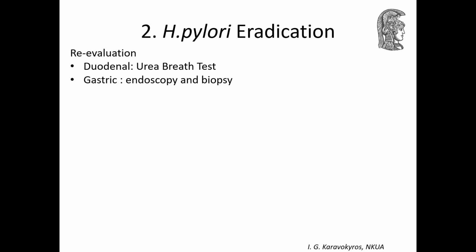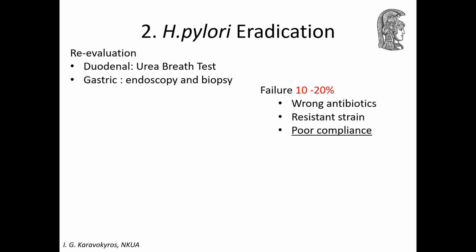In duodenal ulcers, eradication must be confirmed by a non-invasive method, such as exhaled air testing. In contrast, gastric ulcers need repeat endoscopy and biopsy to exclude malignancy. In 10 to 20% of the cases, eradication fails for various reasons: wrong combination of antibiotics, antibiotic resistance, poor patient compliance, short treatment, genetically determined variations in drug metabolism, etc.